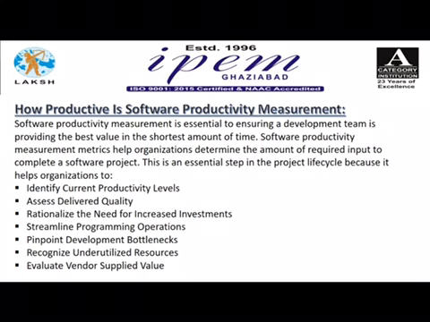First one is to identify the current productivity levels. Second is to assess delivered quality. Third one is to rationalize the need for increased investment. Fourth one is to streamline programming operations, pinpoint development bottlenecks, recognize underutilized resources, and evaluate vendor supplied values. These are the main points of software productivity measurement.